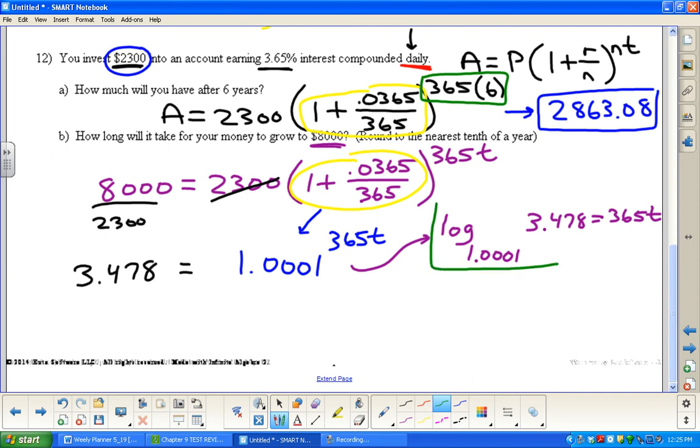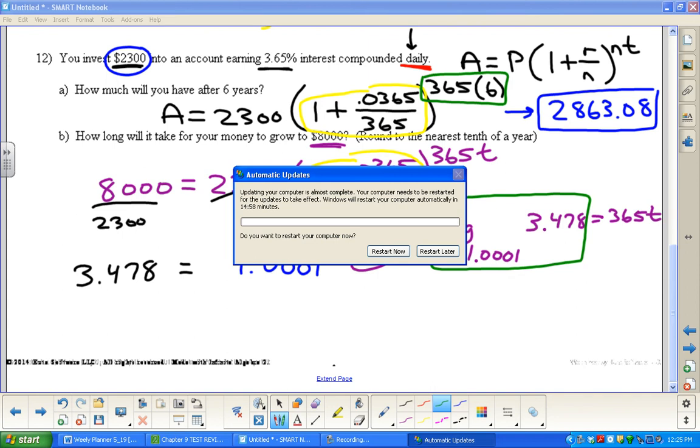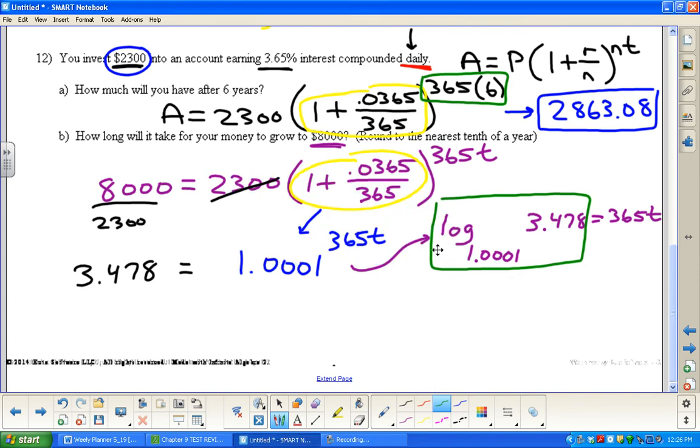Now this piece is a calculator problem, change of base formula. We did some of those on the front. Let's do the log of the 3.478 divided by the log of the 1.0001. So that piece gives me around 12,465.947. I know that equals 365t, so my last step is just simply divide by 365. And we will get our amount of time, which is rounded to the nearest tenth, about 34.1 years.